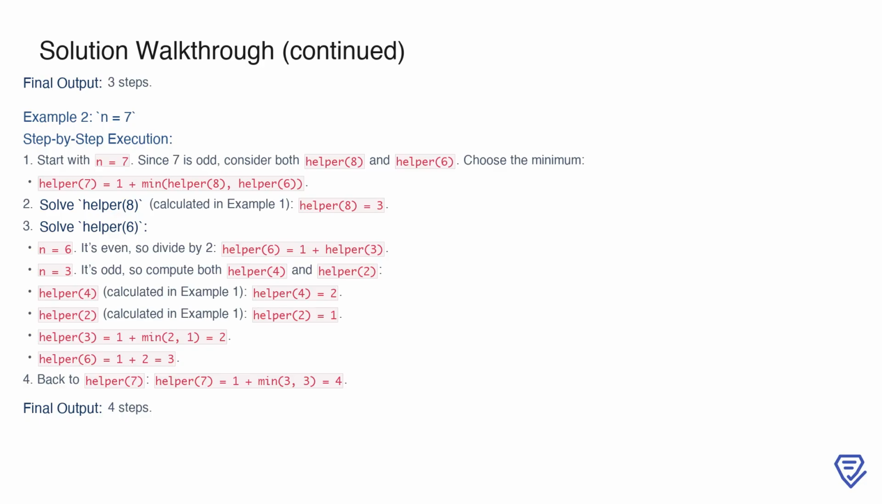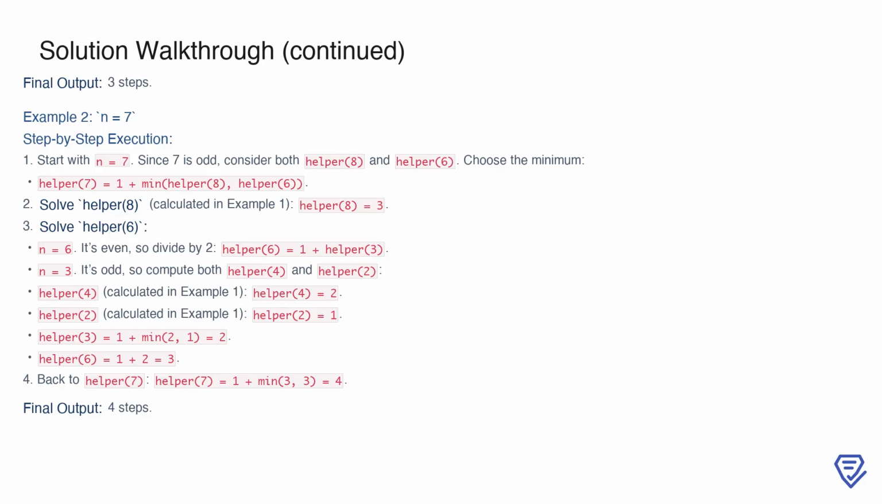Now let's analyze the case where n equals 7. Since 7 is odd, we evaluate both helper 8 and helper 6 and choose the smaller result. This can be written as helper 7 equals 1 plus min helper 8, helper 6. From our earlier example, we know helper 8 equals 3. Next, we calculate helper 6.